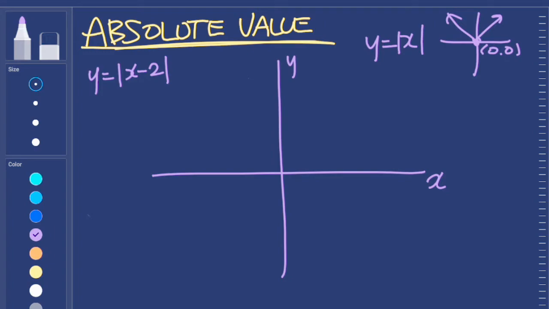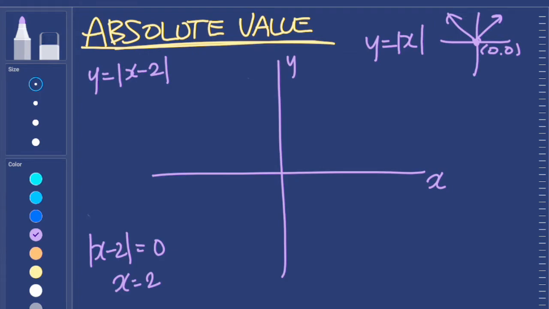To find the point of symmetry, you have to set the expression inside the absolute value equal to 0. So if you do that, x minus 2 equals 0. And in this case, x is going to become 2. So when x equals 2, y should equal 0.